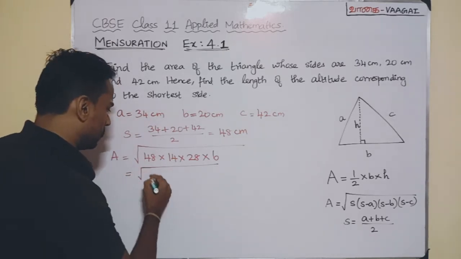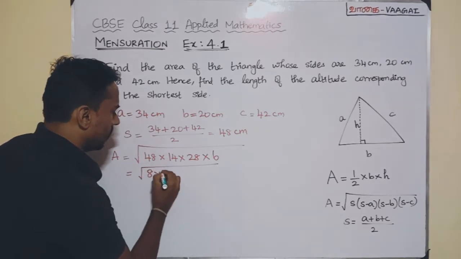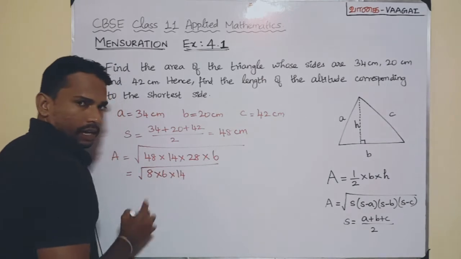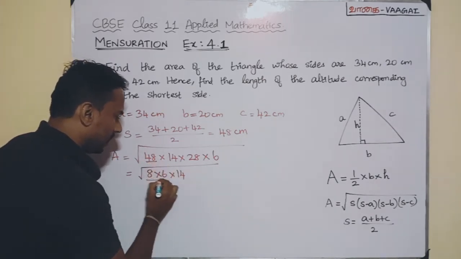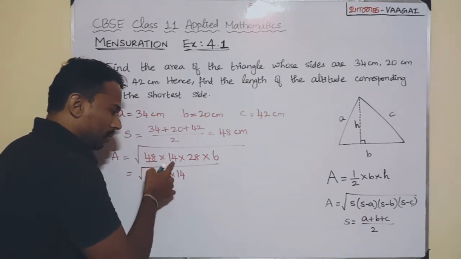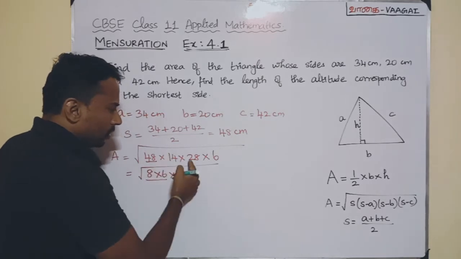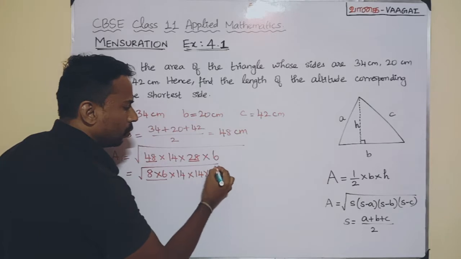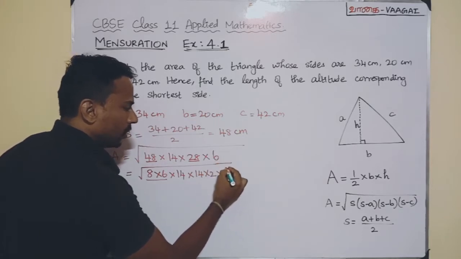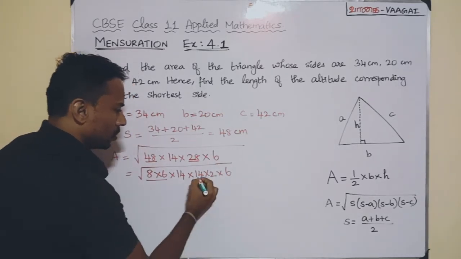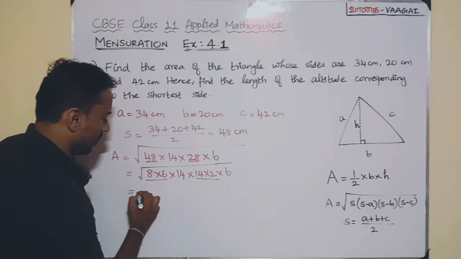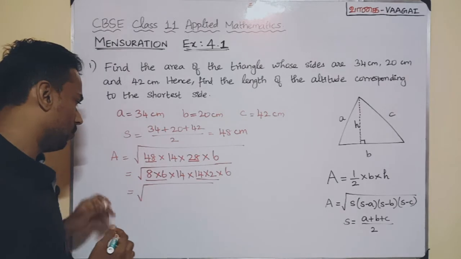48 can be written as 8 × 6, multiplied by this 14, I'm writing as it is. Listen very carefully. This 48 I'm writing as 8 × 6, this 14 I'm just dropping down as it is. This 28 I'm going to write as 14 × 2, and this 6 I'm going to write as it is. So only these two numbers I am rewriting like this. Now this will again be equal to a whole square root of.